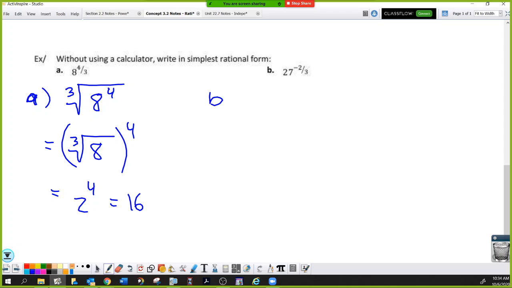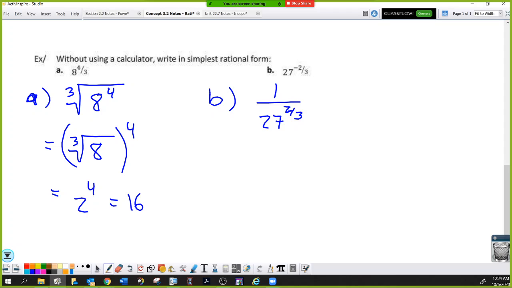Oh boy, 27 to the negative 2/3. Yikes, right? Well, check it out. First of all, negative exponent. A negative exponent moves things to the bottom of a fraction, and then the exponent becomes positive. So let's just start by doing this. That's a good place to begin. 27 raised to the 2/3.